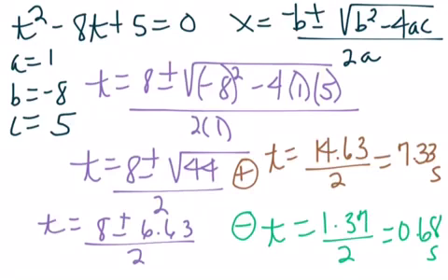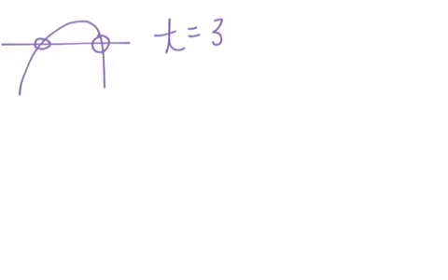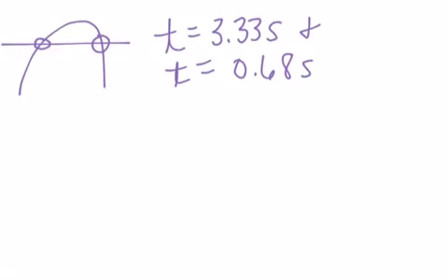Miss, which answer can I eliminate? And the answer is neither, because when you have a projectile, 80 feet is going to come at two different places. So in this case, those two different places for 80 feet are when t equals 7.33 seconds and when time equals 0.68 seconds.